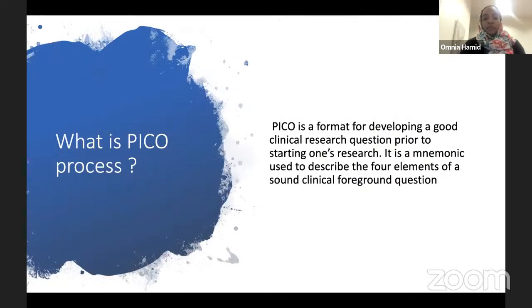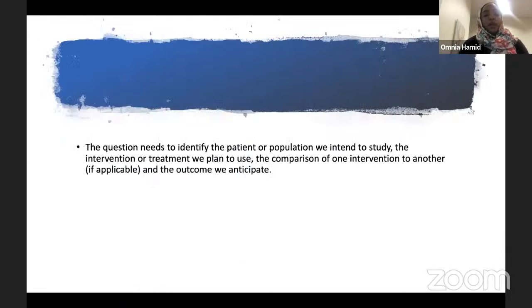So PICO is an abbreviation: the P stands for population, the I stands for intervention, the C stands for comparison, and the O is outcome. The question needs to identify the patient or population we intend to study, the intervention or treatment we plan to use, the comparison of one intervention to another if applicable, and the outcome we anticipate.